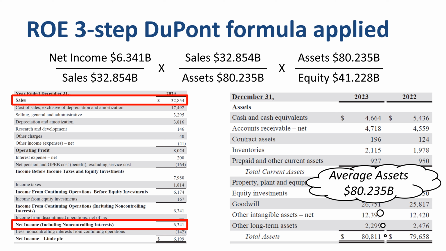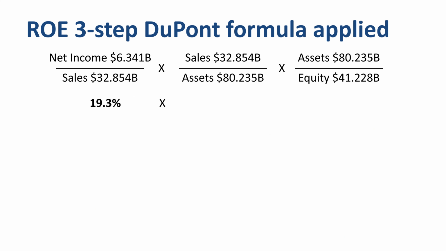Let's see what the results are. Return on sales of 19.3%, asset turnover of 0.41, and leverage of 1.95. Multiplying these three components of the DuPont formula gets you to the same ROE of 15.4% that we saw earlier.